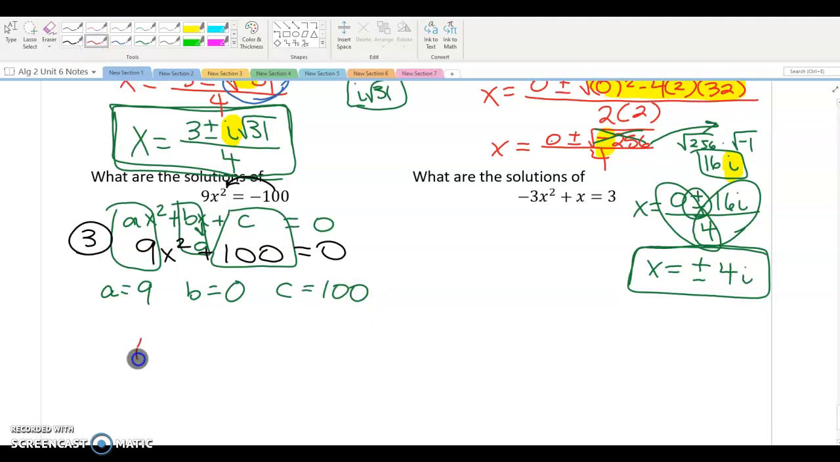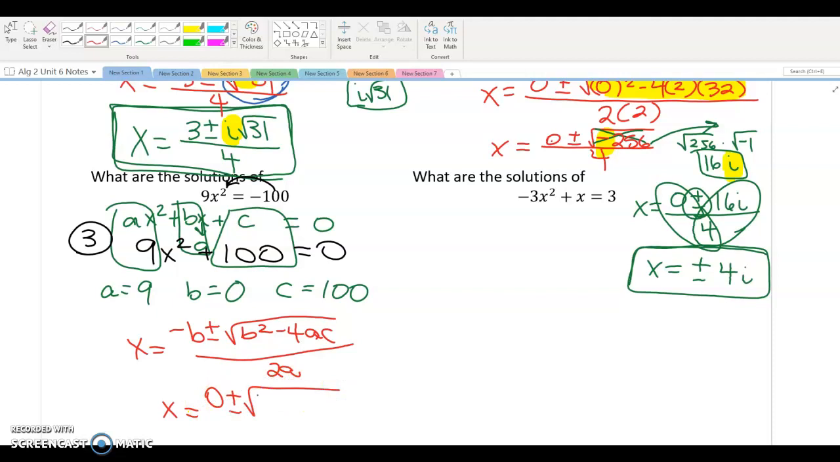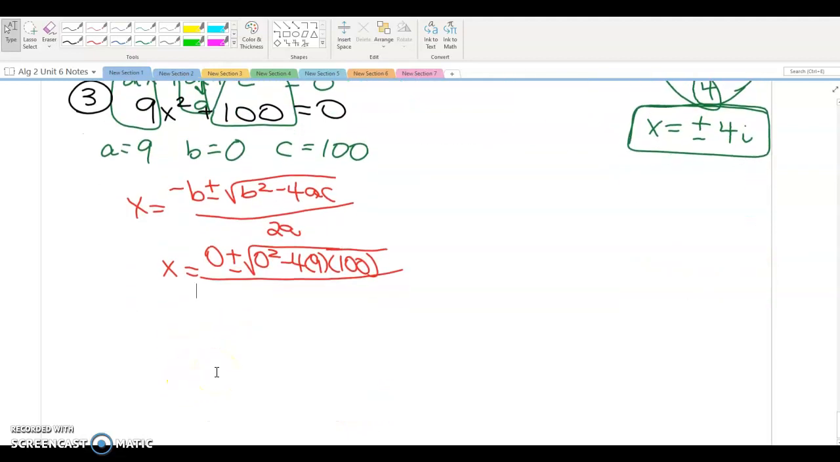And now our formula is x equals negative b plus or minus the square root of b squared minus 4ac, all divided by 2a. Alrighty, now we get x equals, once again, I could put negative 0, but is 0 going to be positive or negative? Nope, so b is just 0, plus or minus the square root of 0 squared minus 4 times a is 9 times c is 100, all over 2 times a, and that's going to be 2 times 9.